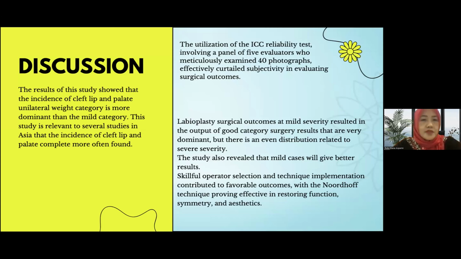Discussion. The results of this study showed that the incidence of cleft lip and palate, unilateral severe category, is more dominant than the mild category. This study is relevant to several studies in Asia, in which unilateral cleft lip and palate was found more often.